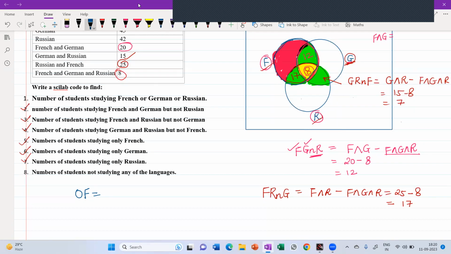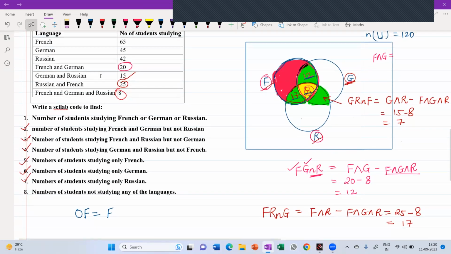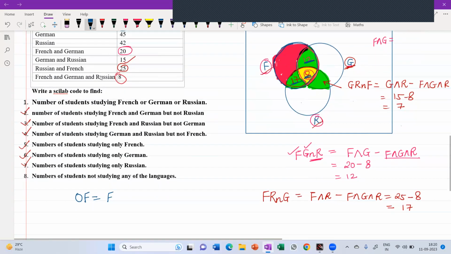In French, we can see there are 12 students who have taken German. There are 8 students who have taken German and Russian both. There are 70 students who have taken Russian. So I do not want these students. What I'm going to do is subtract them from the students who have taken French. There were 65 students who had taken French, as per the data. But out of 65, there are 12 students who have taken German, 8 students have taken both the languages, and 70 students have taken Russian. So those I'm going to subtract.